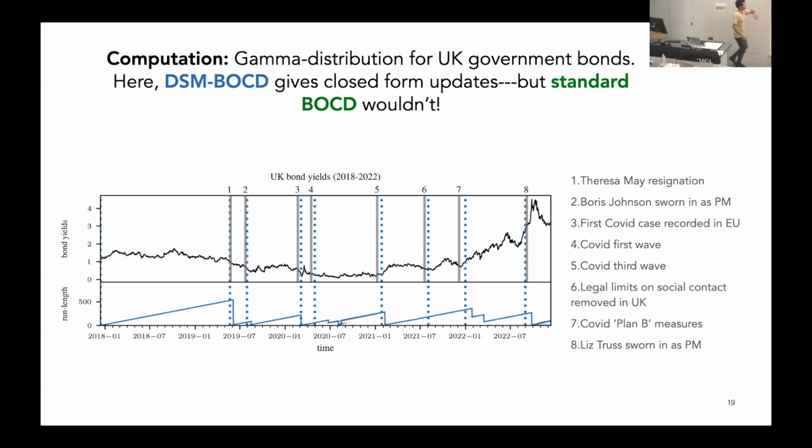Also, it's kind of nice that the segmentation that the model finds matches some events in the UK, like different COVID waves and when Liz Truss won as prime minister, or different political events.